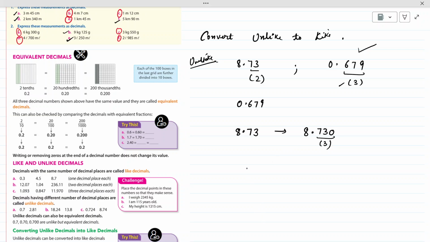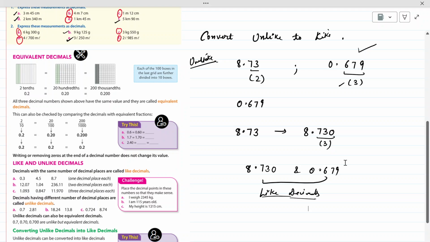So now 8.730 and 0.679 have become the like decimals because they have the same number of places. Okay, so kids, this is how we have to convert. We have a whole exercise based on it, which we are going to cover in the next class. And I want you to go through these 2 examples and try to take more examples yourself and solve them. And we will pick the exercise based on this in the next class.